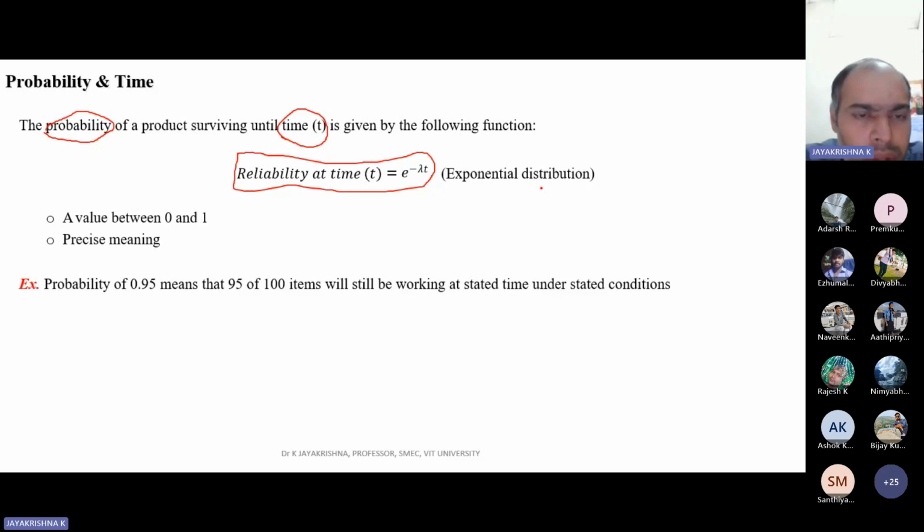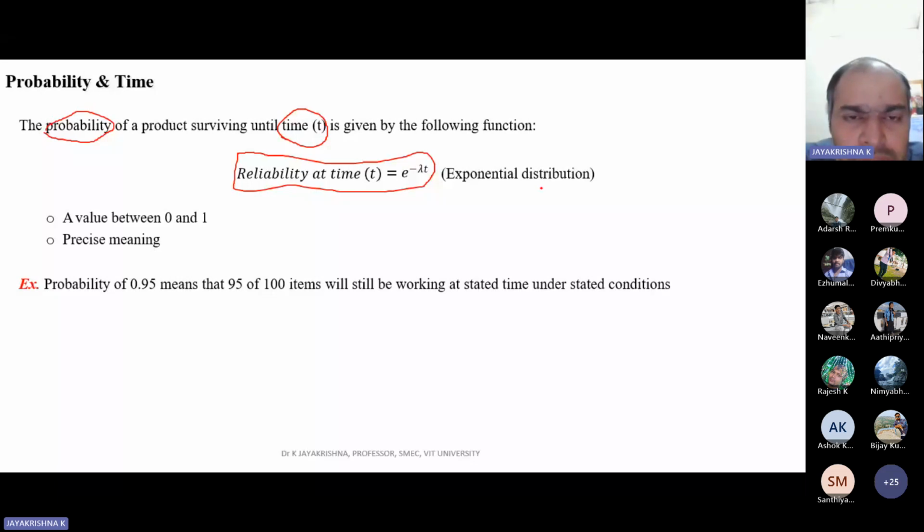Yes, sir. Okay, so again, when I was discussing the definition of probability, I told you that probability can exist only between 0 and 1. We saw some examples of tossing a coin. The probability can be 0 or the probability can be 1. The same applies to reliability. The reliability of a product can also be only between the values of 0 and 1.